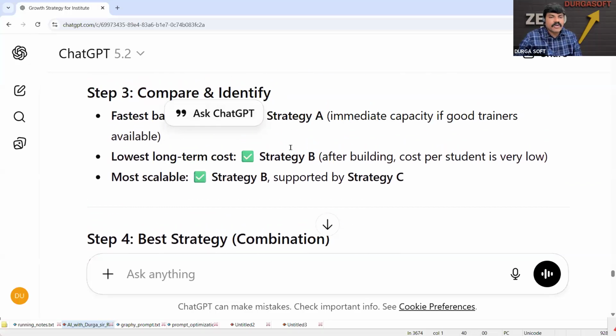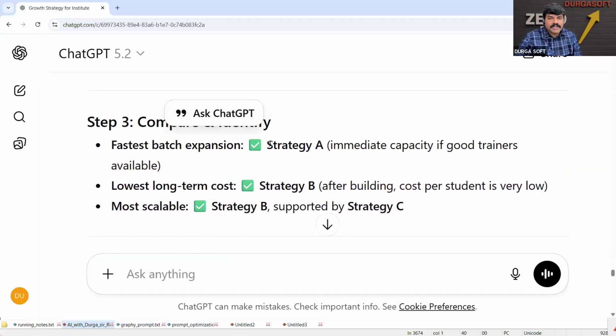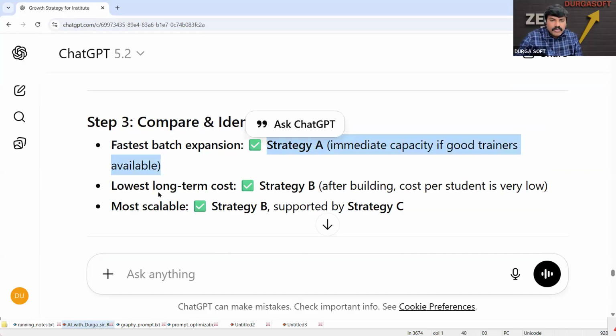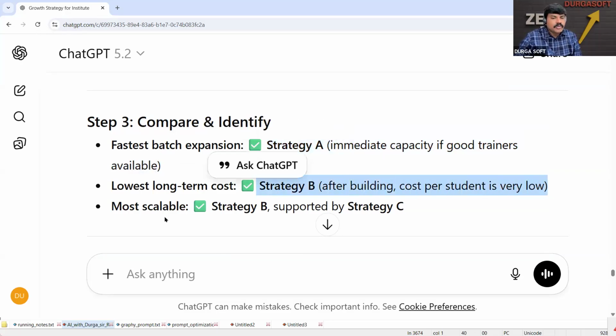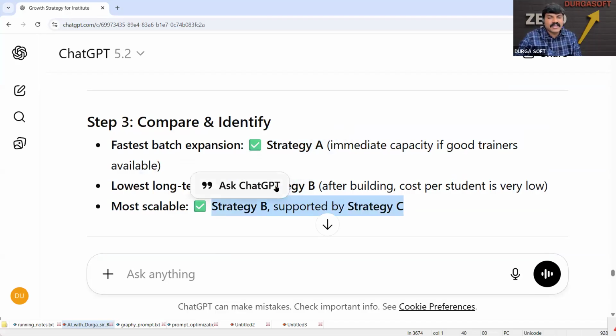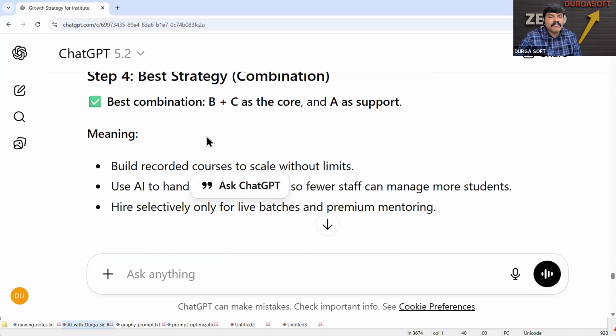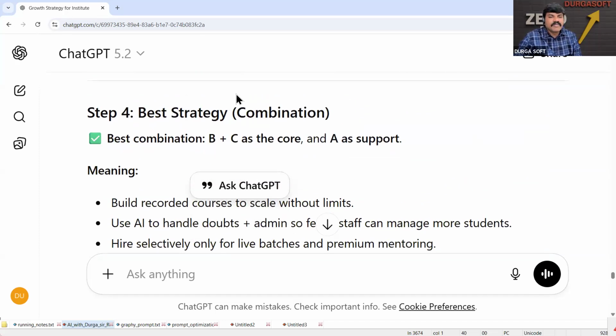Compare and identify. So the fastest batch expansion strategy is A. Immediately capacity is good if trainers are available. Lowest long-term cost is strategy B. After building, cost per student is very low. Most scalable is strategy B, supported by strategy C. Wonderful, right? So, what is the best thing we require to consider? B plus C are the core and A as support.